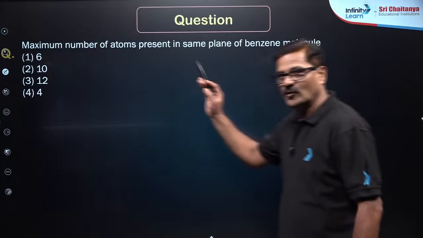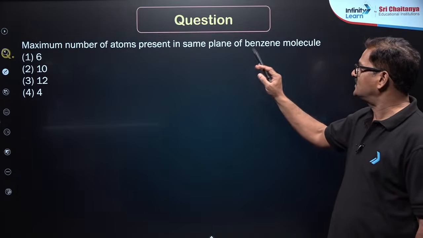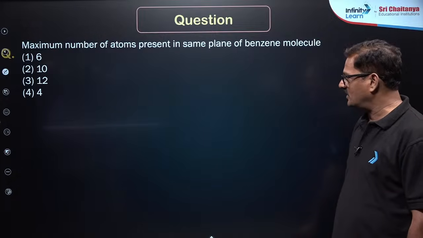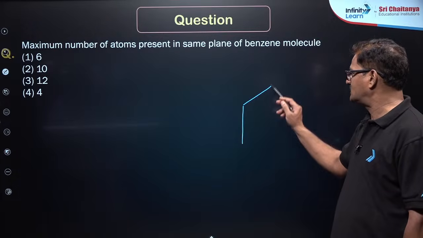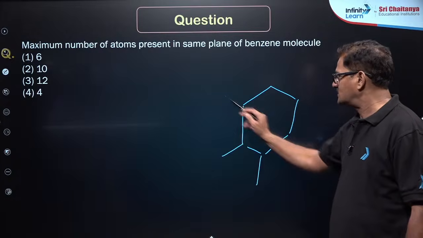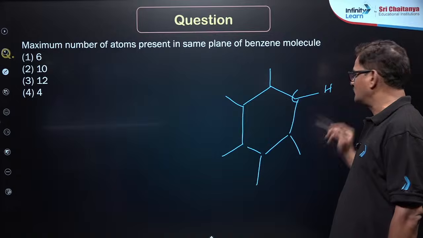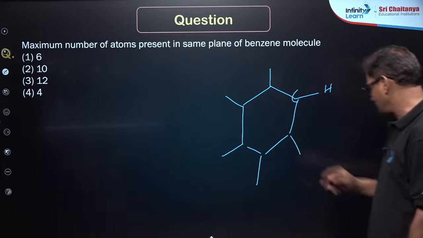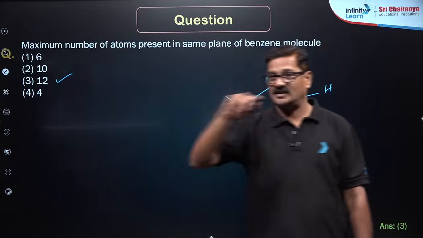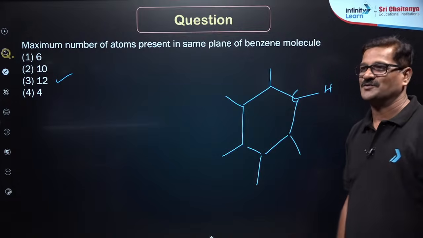Moving ahead, one more question, my dear students. Maximum number of atoms present in a plane of benzene. In the plane of benzene, as I already showed, there are 6 carbons and 6 hydrogens. So carbons are 6, hydrogens are 6. I would say my answer is going to be 3. 12 atoms are there in the same plane. That's an outstanding answer for this question.